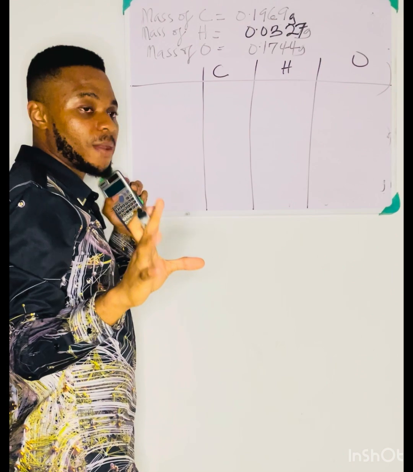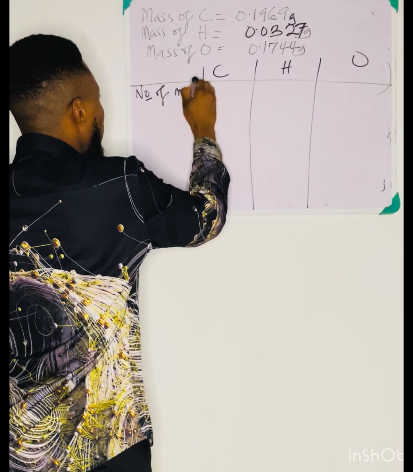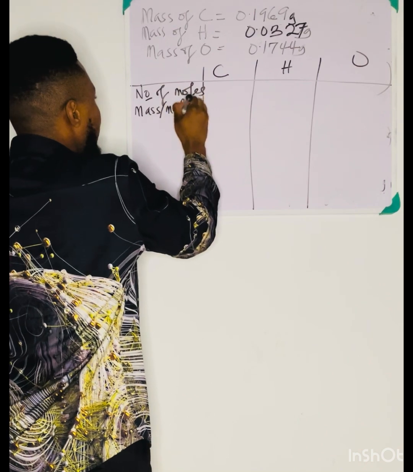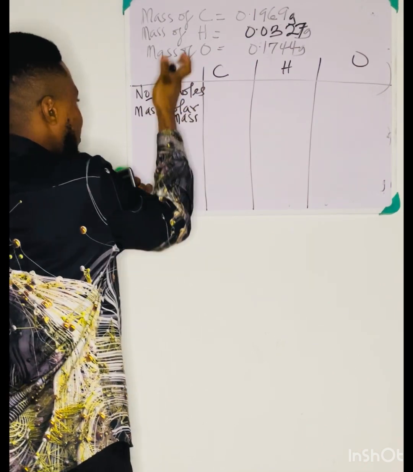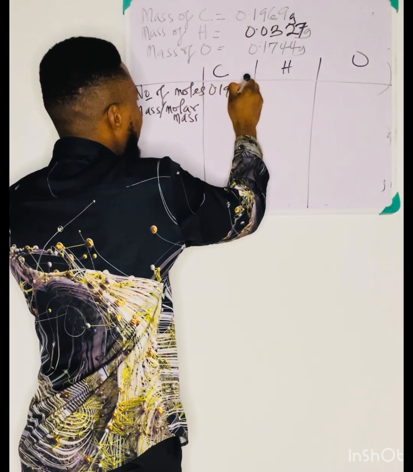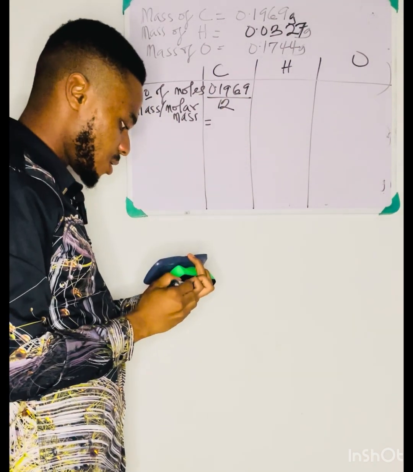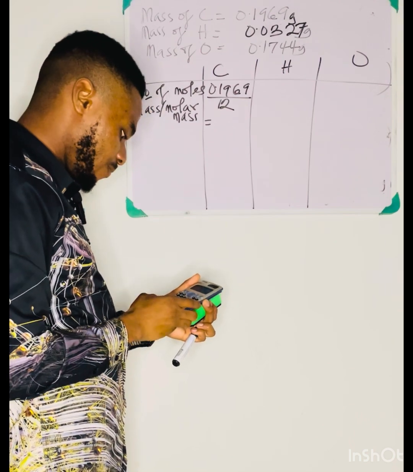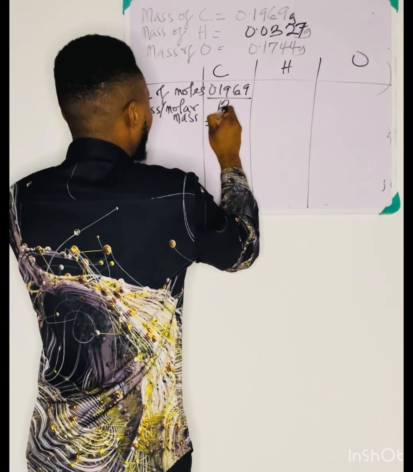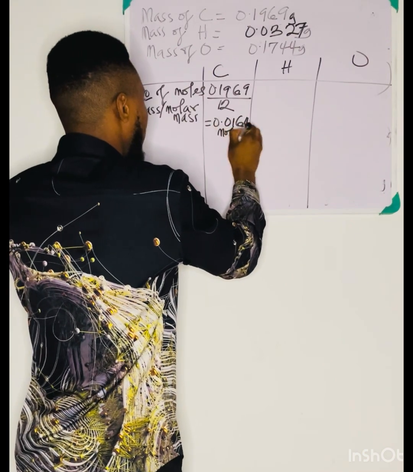When solving for the empirical formula, the first thing you must do is calculate the number of moles. Number of moles is mass over molar mass. Now the mass of carbon here is 0.1969. The molar mass of carbon is 12. So if we divide 0.1969 by 12, that will give us 0.0164 mole.